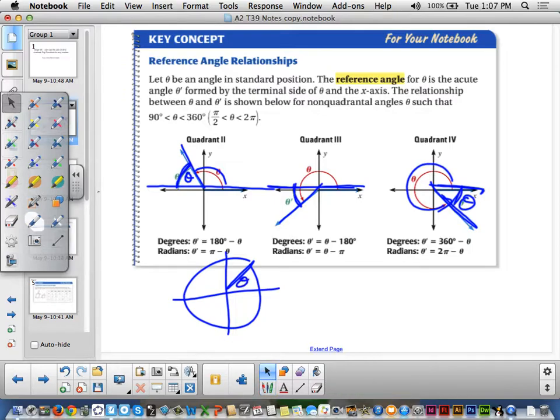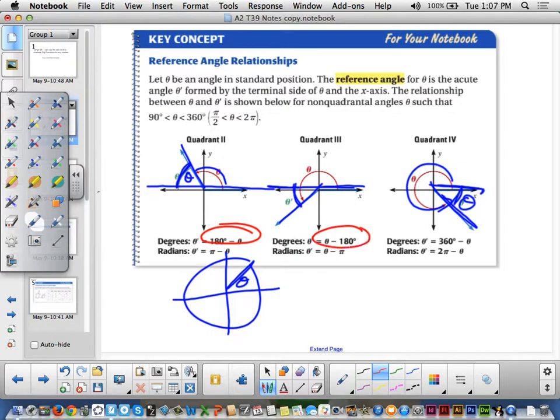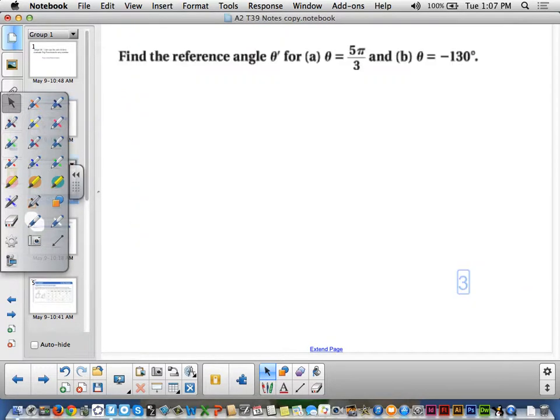To find your reference angle, you're going to want to just see how far away from the horizontal we are. You're going to be either subtracting from 180 or 360 in some way. If you're in radians, you're going to be subtracting from pi. Now, if it's written appropriately in radians, it becomes a very easy problem. All right, so let's look.